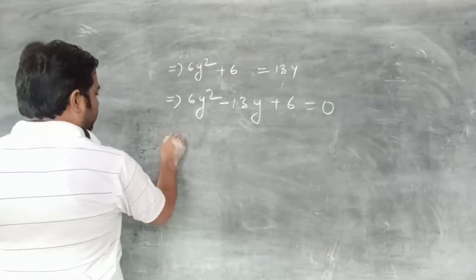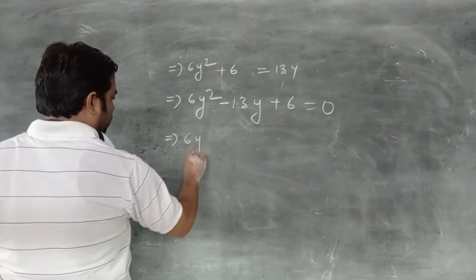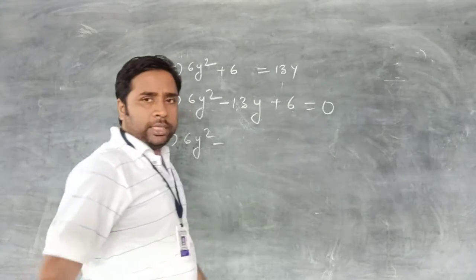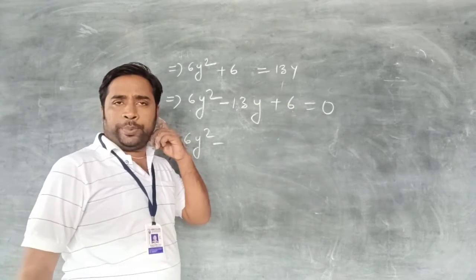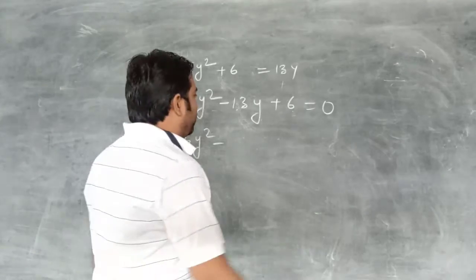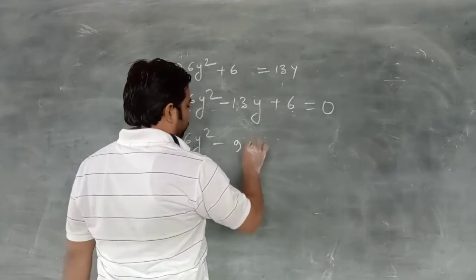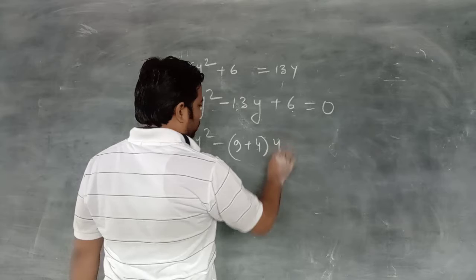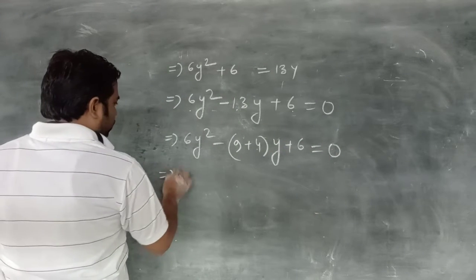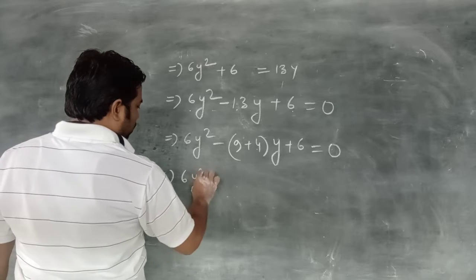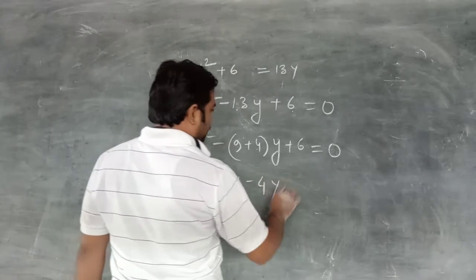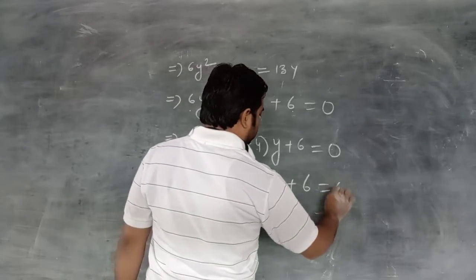So this can be written as 6y square. This is 36. The multiplication of two numbers should be 36 and addition should be 13. What are the numbers? 9 and 4. This is 9 plus 4 y plus 6 equal to 0. So this is equal to 6y square minus 9y minus 4y plus 6 equal to 0.